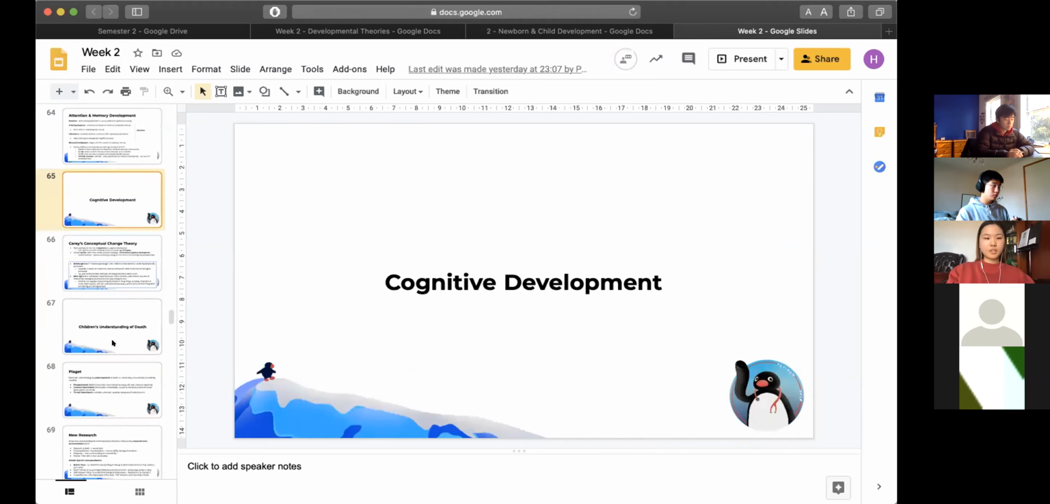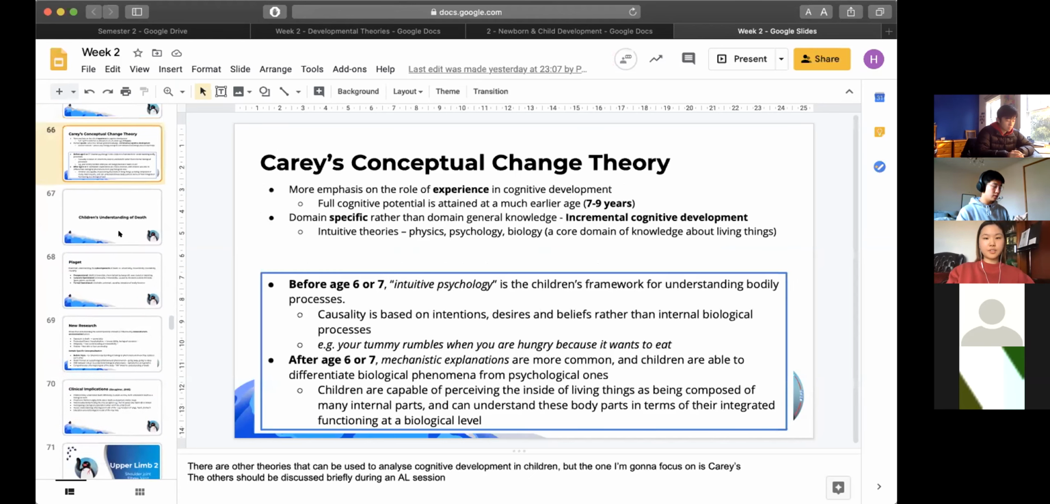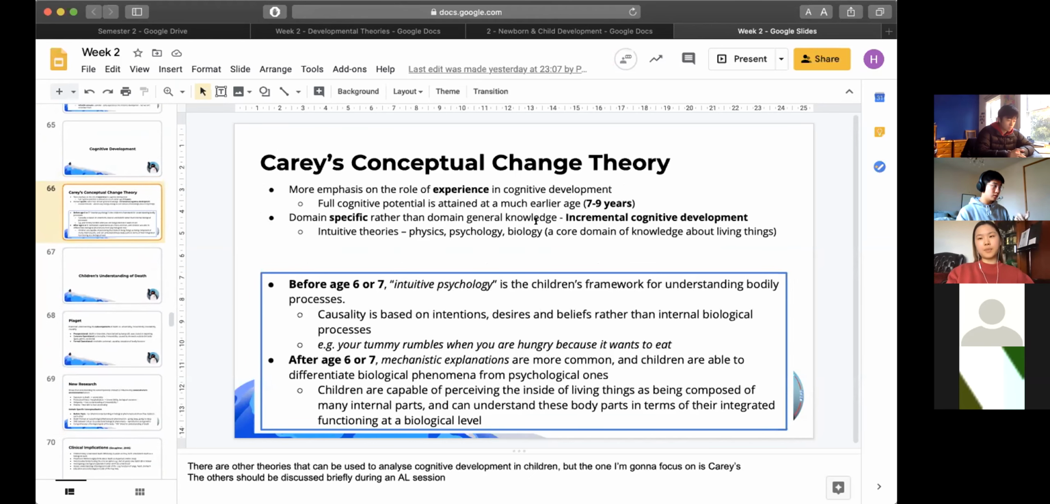And then we have cognitive development. This is something I put in the developmental theories document. Basically, there are other theories that will be covered in the active learning, but Carey's conceptual change theory is one of the most important. It emphasizes the role of experience in cognitive development. Full cognitive potential is attained at around 7 to 9 years old, and it's domain specific rather than domain general knowledge.